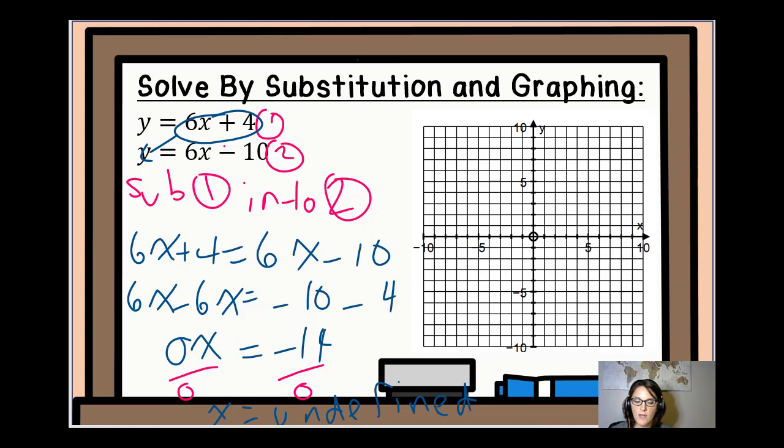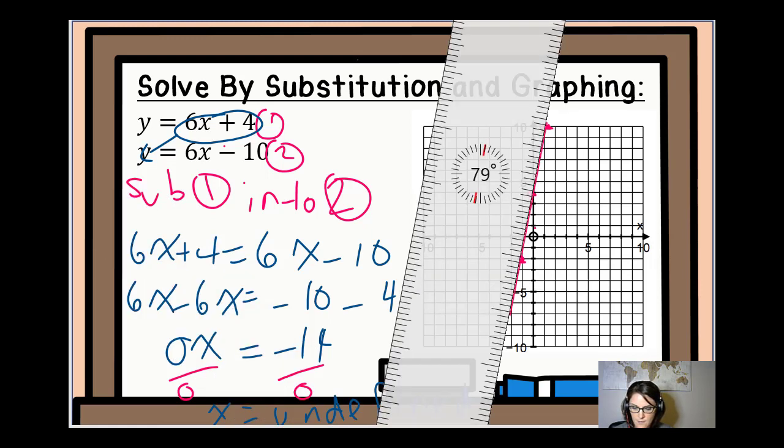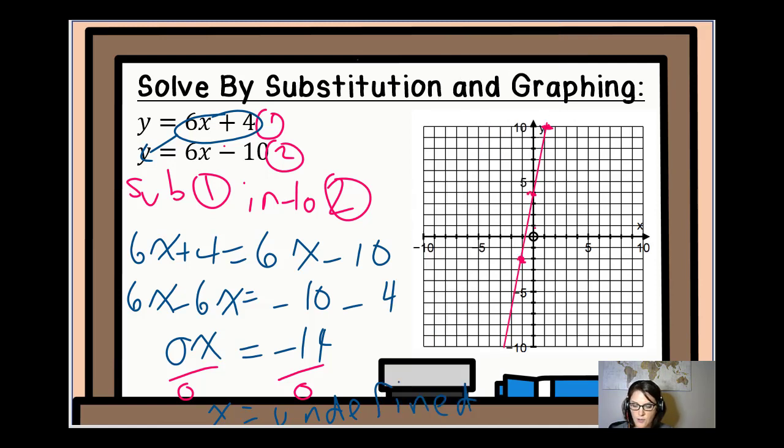So I'm going to graph y equals 6x plus 4. I'm going to put a dot at plus 4, and I'm going to go up 6 over 1. And if I want more points, I can go back to my original y-intercept and go down 6 to the left 1. Okay, let's connect our dots. I'm going to draw arrowheads for good communication, and I'm going to label this line equation number 1.